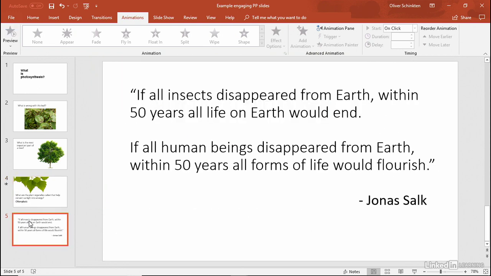And finally, I have an example of a thought-provoking quote that generates a ton of discussion every time that I've showed it in class. It's one by scientist Jonas Salk, who said, if all insects disappeared from Earth, within 50 years, all life on Earth would end. If all human beings disappeared from Earth, within 50 years, all forms of life would flourish. Wow, there's something to think about.